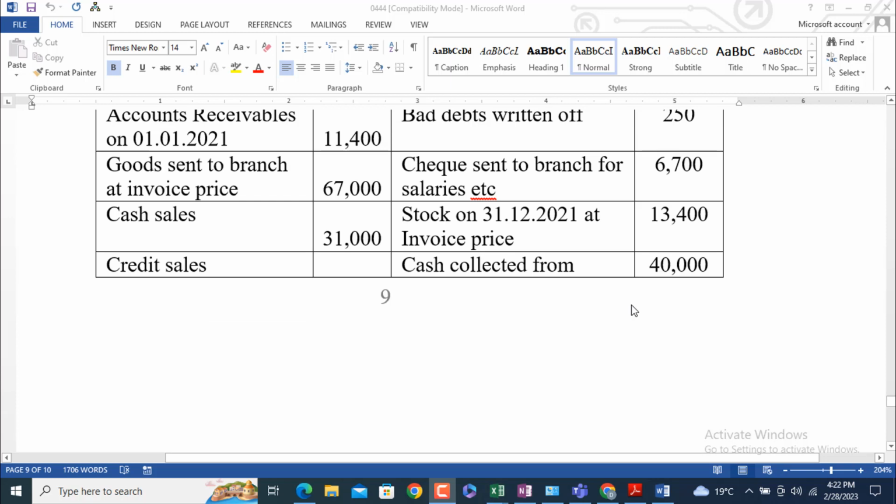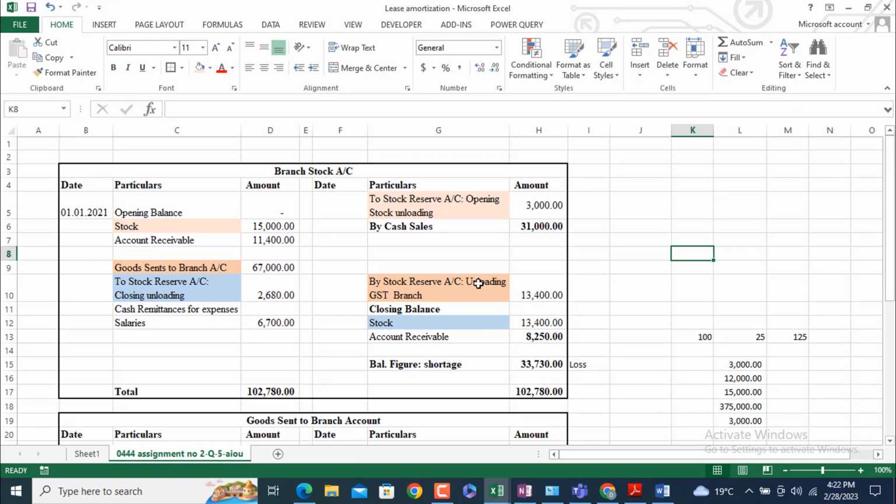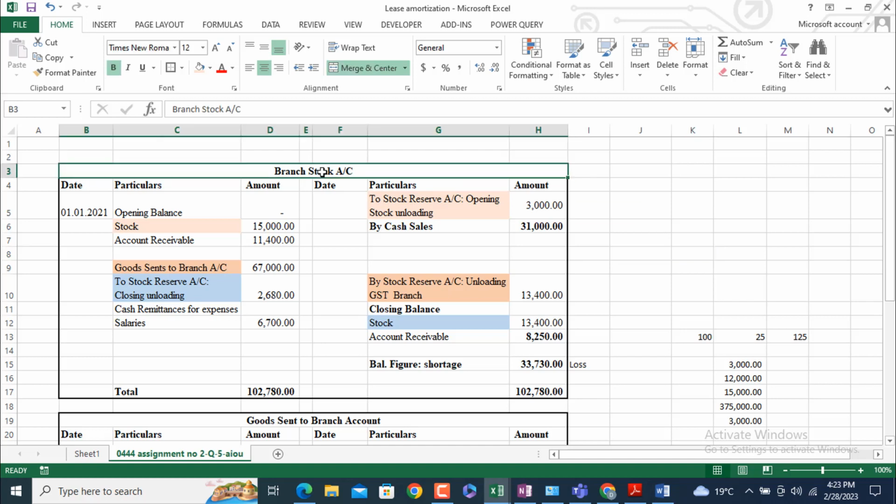So let's move to the solution which I have done in Excel. Before going to discuss this, please correct this accounting title. I have mentioned a branch stock account, but it is branch account. We have two requirements. One is to prepare the branch account in the books of the Canon Company, and then we need to establish the goods sent to branch account. So first of all, please correct this one, branch account.